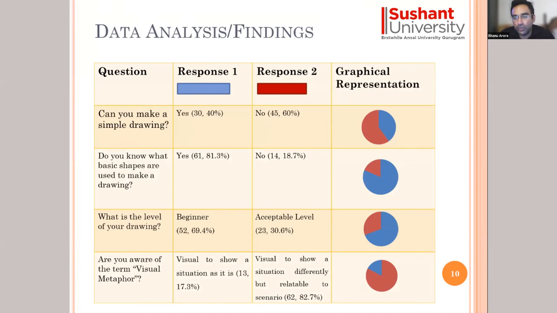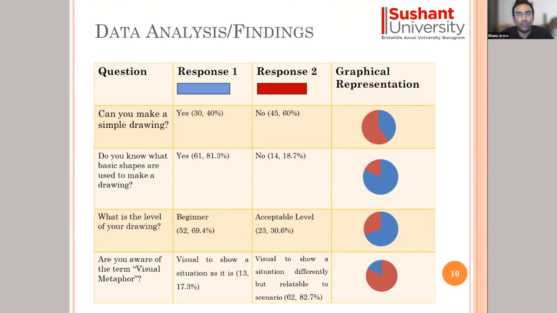The questionnaire consisted of: can you make a simple drawing? Out of 75 participants, around 30, that is 40%, said yes, they were aware how to make a simple drawing. The second question was, do you know what basic shapes are used to make a drawing? 61 participants said yes, they are aware of basic shapes, like triangle, rectangle, straight line, circle, or anything. The third question was, what is the level of your drawing?